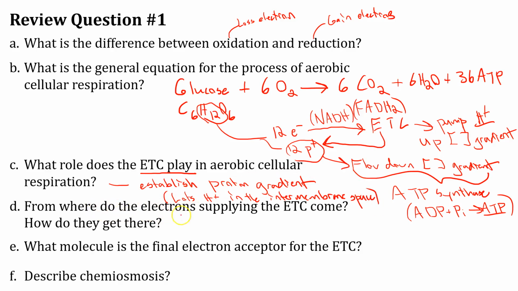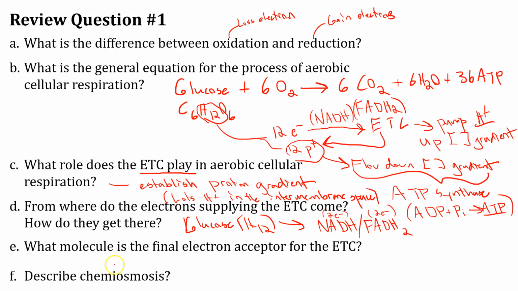Okay, from where do the electrons supplying the electron transport chain come? How do they get there? Well, they come from glucose ultimately, specifically the hydrogens of glucose, so the H12 of glucose, and they get there by these things, NADH and FADH2, the electron shuttles. And don't let these big scary molecules confuse you. When you see this, just know that this thing is just an electron shuttle that's carrying 2 electrons on it. And so is this, 2 electrons.